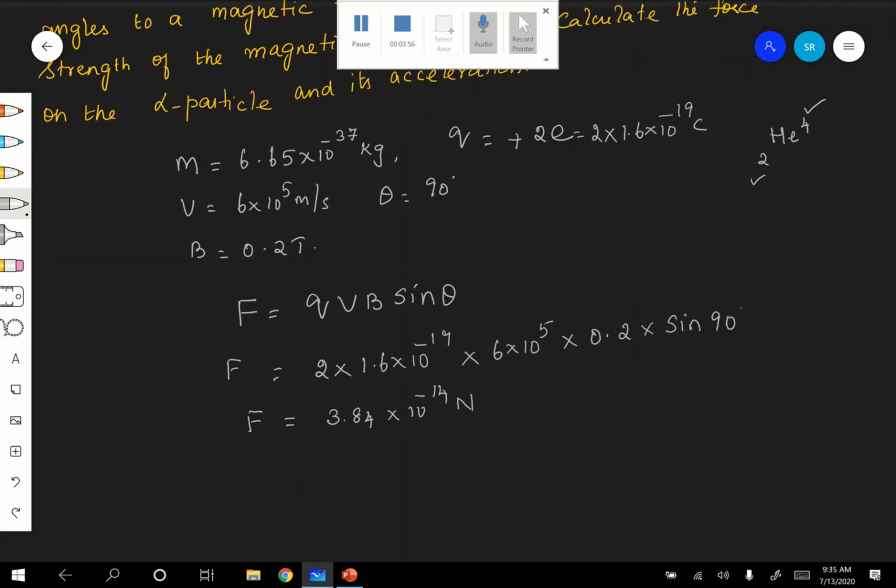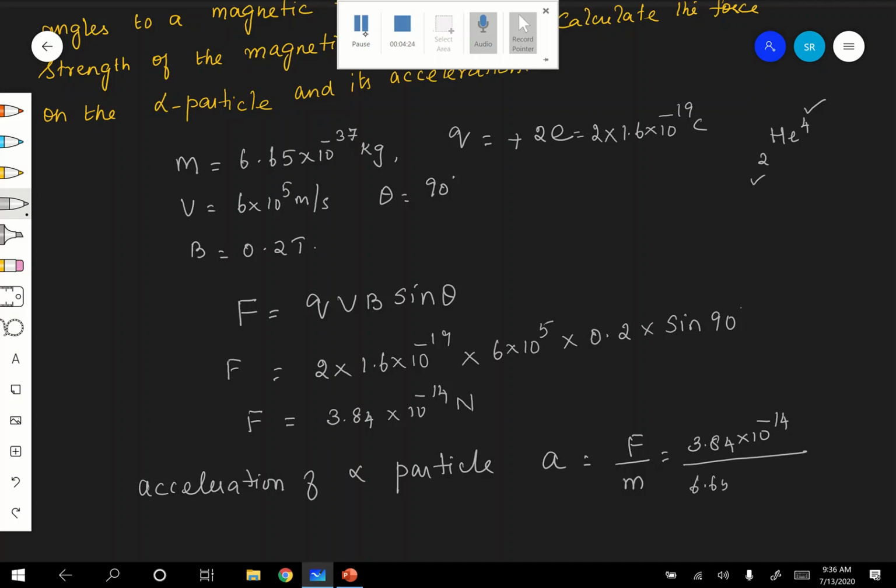Then after that, acceleration is asked now, its acceleration. Therefore, what is the acceleration of the alpha particle? A is equal to F by M. That's it. Okay. Therefore, F you know, that is 3.84 × 10^-14 divided by the mass. What is the mass? 6.65 × 10^-27. Okay, it is given now.